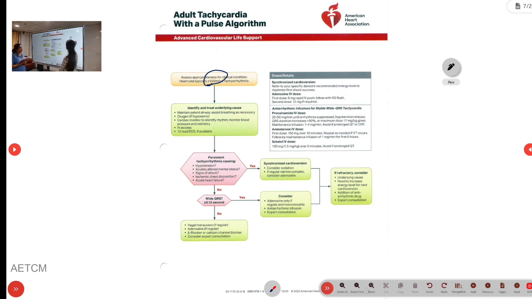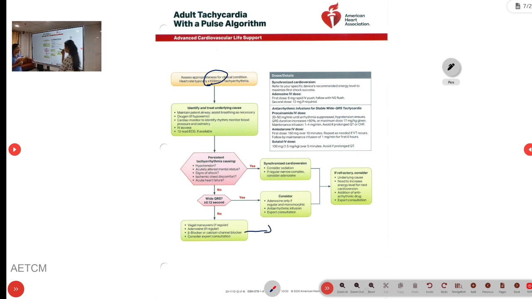And what will we do if the patient is still in SVT even after giving 12 milligram of adenosine? Cardioversion, or according to ACLS, expert consultation is required. Then are there any other drugs we can consider? Amiodarone, an antiarrhythmic drug. Okay, amiodarone is one choice. Then we have calcium channel blockers and beta blockers.